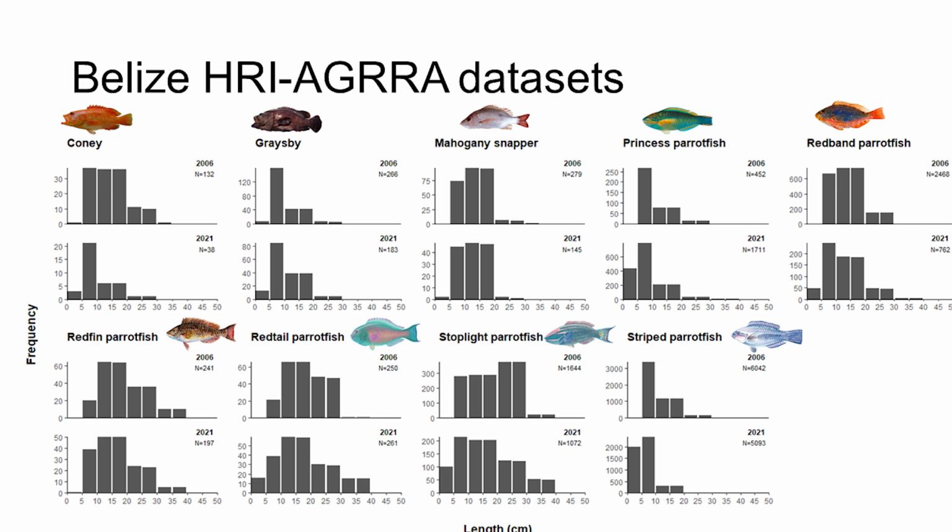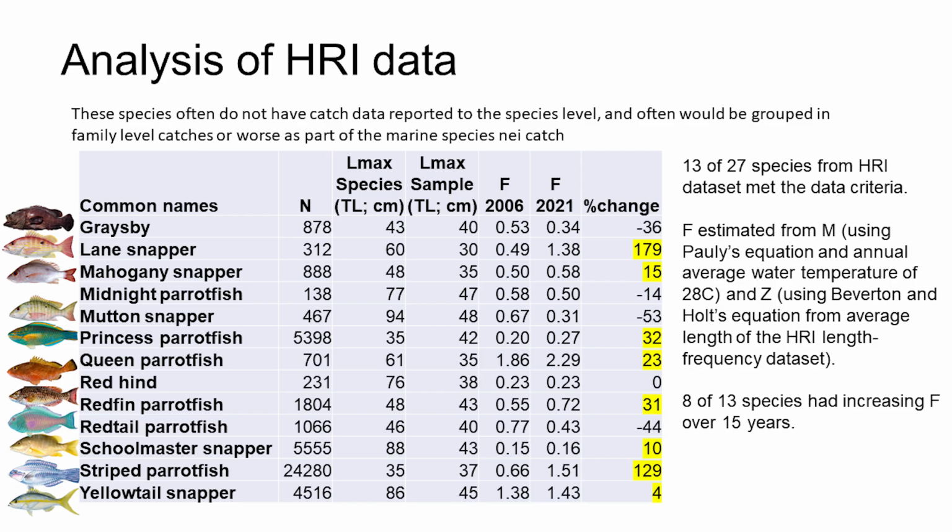So this is just an example, a handful of the length frequency data from Belize that was from the HRI database, and you can see we could do this for 2006 and 2021. So the top is for 2006 and the bottom is 2021. Just looking at the length frequencies, you can already see that there's a difference.